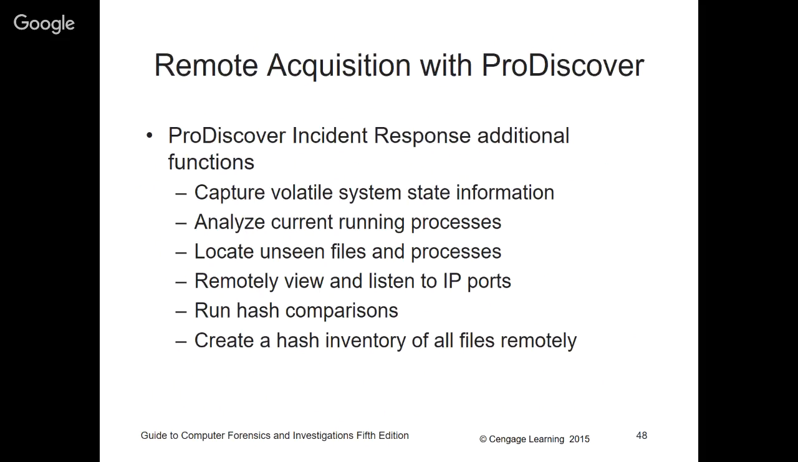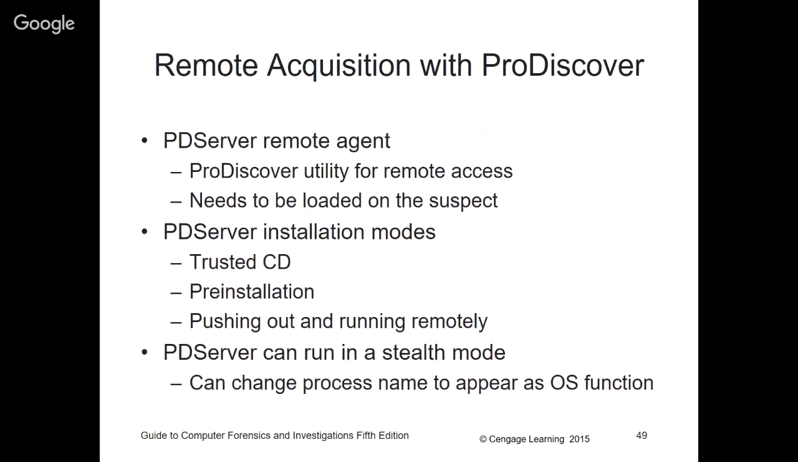ProDiscover has an additional software called Incident Response that captures volatile state information, analyzes running processes, shows unseen files and processes, remotely listens and views IP ports, runs hash comparisons, and creates an inventory, all remotely. PD Server Remote Agent is ProDiscover's utility for remote access. It needs to be loaded on the suspect machine.